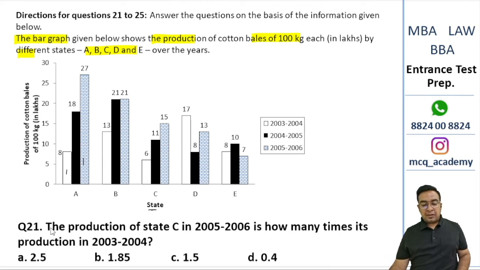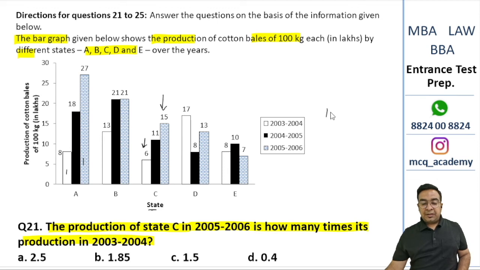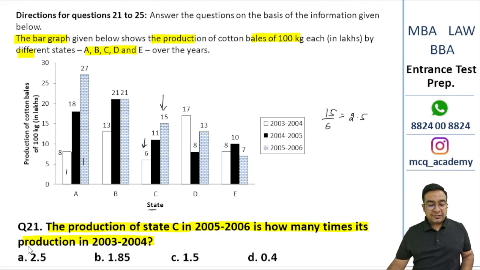Question number 21. The production of state C in 2005-6 is how many times its production in 2003-4? State C की यहाँ पे बात की जा रही है और state C में पूछा गया कि 2005-6 का production, that is 15, is how many times of its production in the year 2003-4, that is this value. So 15 divided by 6, this is equal to 6 twos are 12, 6 fives are 30. So 2.5, that is, you would mark option number A as the answer to this question.